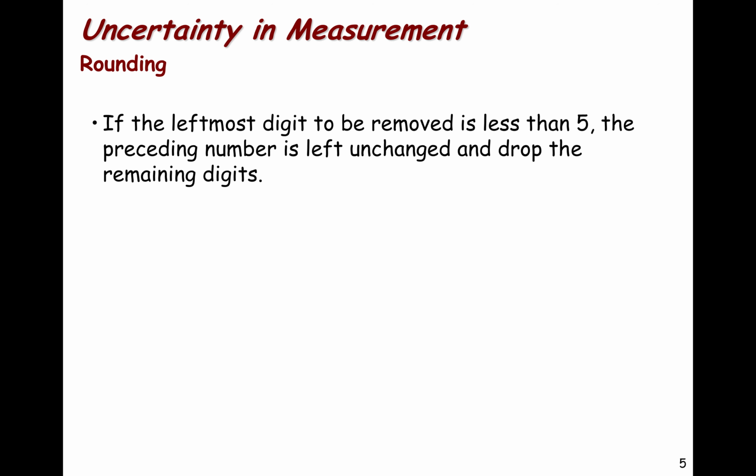So the general rule is that if the digit just to the right of the estimated digit is 5 or greater, you're going to round up. If it's 4 or less, you're going to round down.